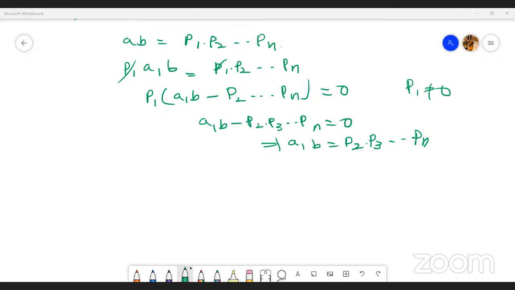So thus A belongs to T. That means every non-zero and non-unit element in D can be written as a product of a finite number of prime elements. So this is the theorem. Hence, whenever D is an integral domain, it will become a unique factorization domain if and only if every non-zero prime ideal contains a prime element. Okay? Is it clear?